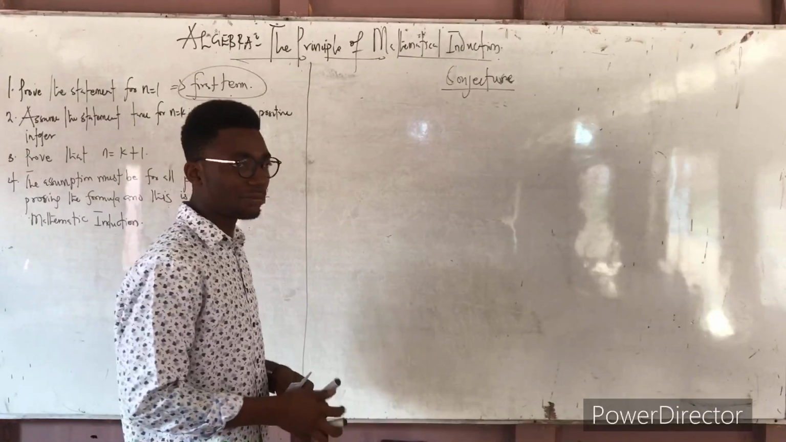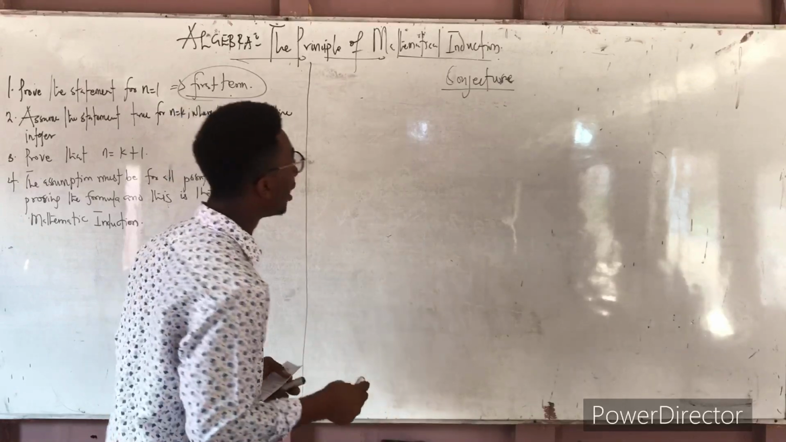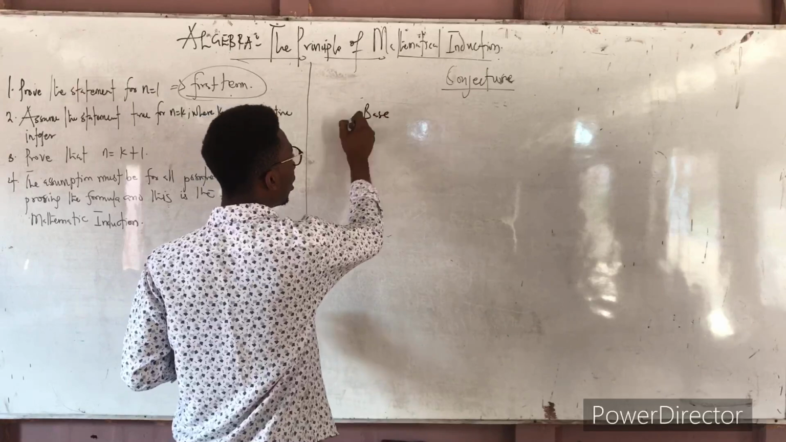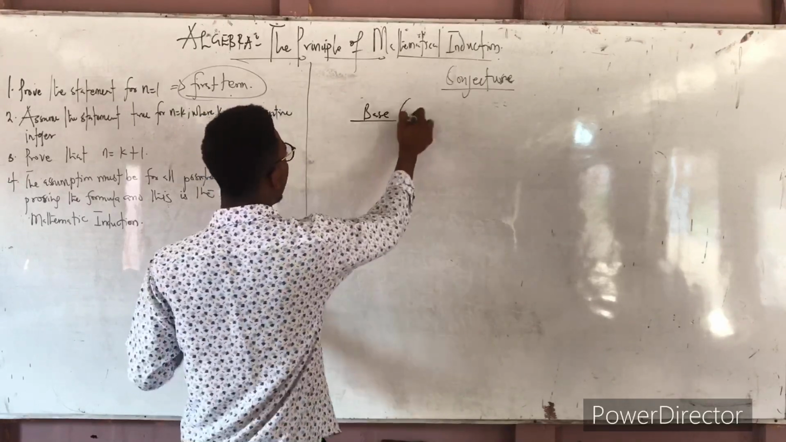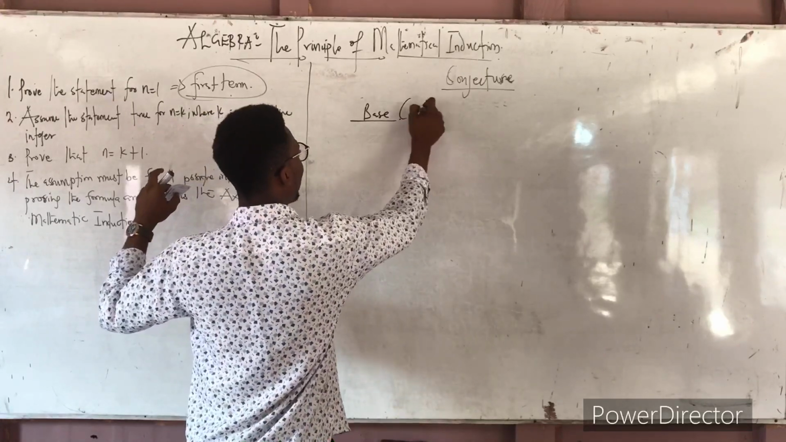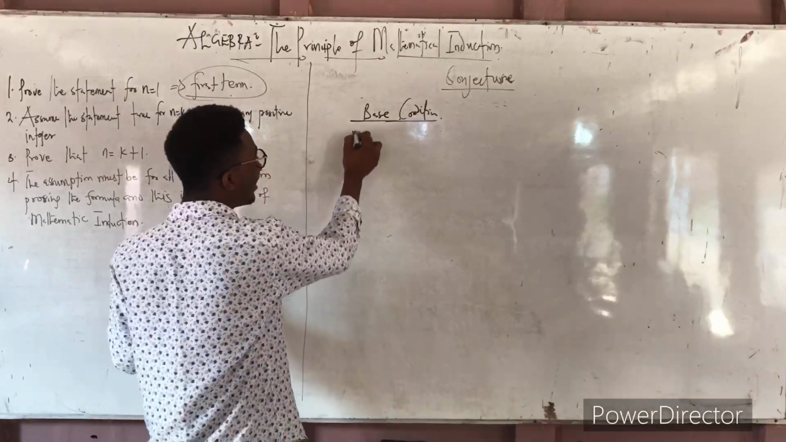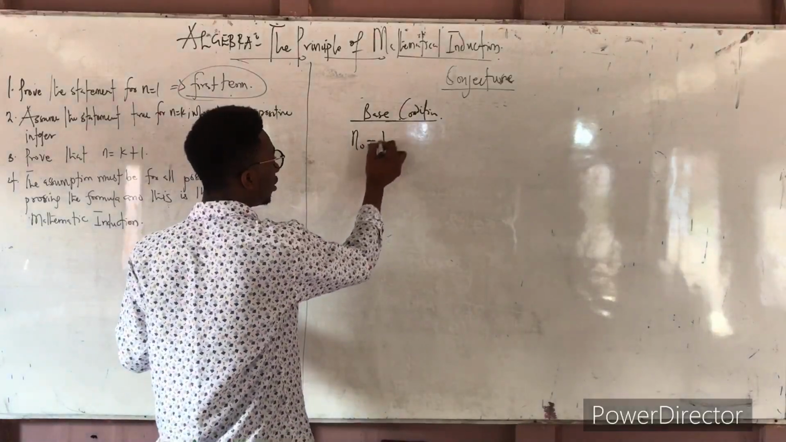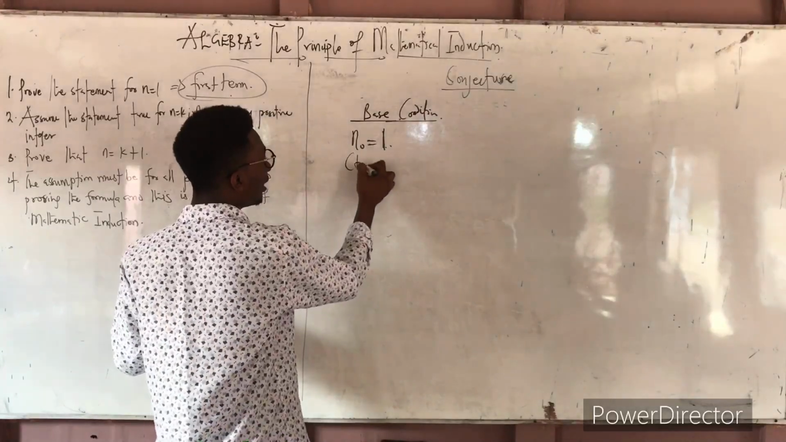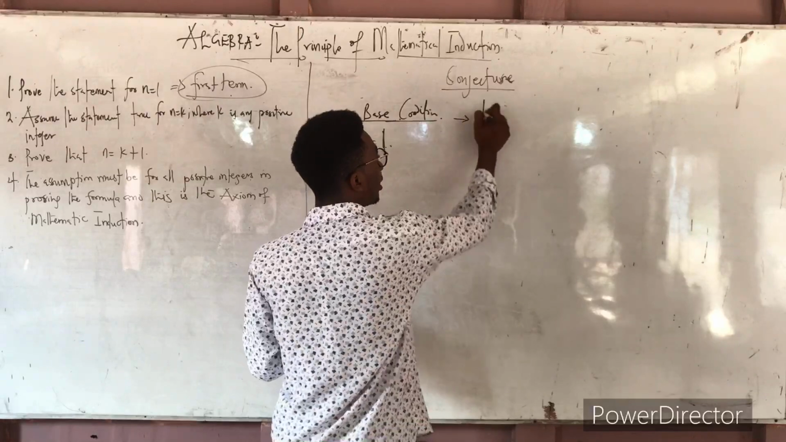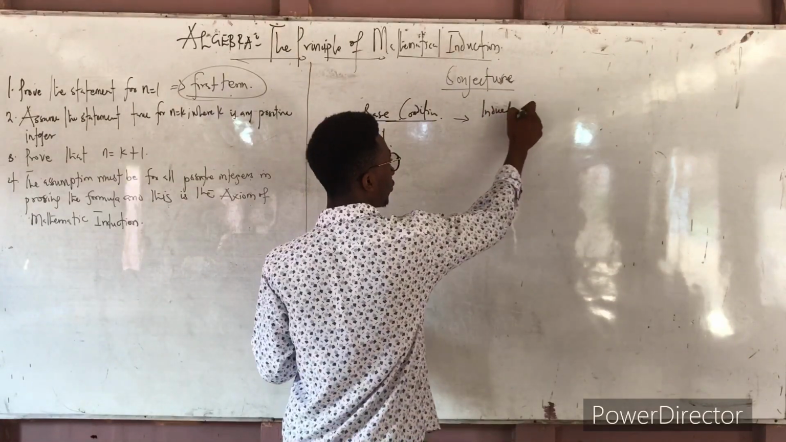Before we come to the examples, there are 2 things you have to note here. The procedure we use involves 2 conditions. The first condition is that you should prove the initial value, the first term. And if this is true, we can move on to the next condition, which is the inductive condition.